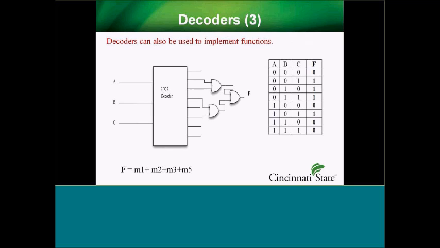Decoders to implement functions: just like multiplexers, we can use decoders to implement functions as well. And this is really simple. I tell the students to keep in mind what a decoder does. If I've got ABC coming in, the outputs are all the minterms. So if I know what the function is by some truth table, all I do is sum up all the minterms. In this particular case, from the truth table, the minterms are 1, 2, 3, and 5. So it's M1 or M2 or M3 or M5, and I just put an OR gate on those lines, and that's it. It's done.